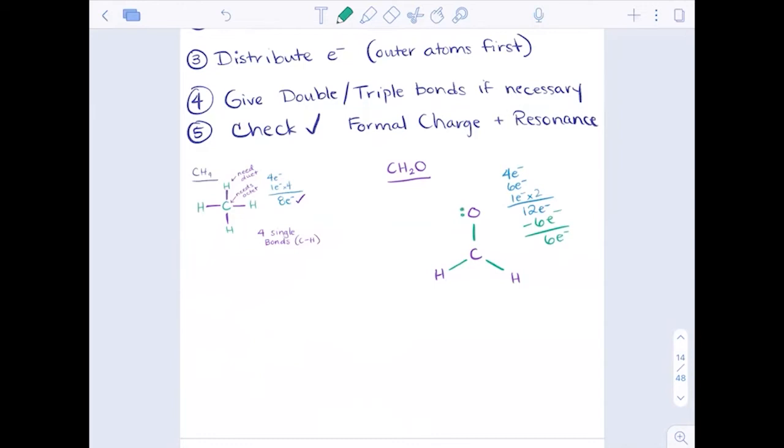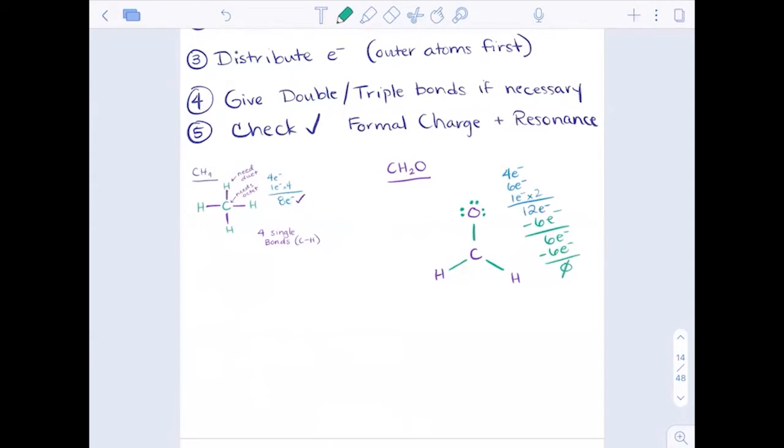2 electrons can be put in as a lone pair to fill the oxygen's octet. 2 more, 2 more. Now let's count up the electrons around that oxygen: 2, 4, 6, 8. Wonderful. We have the 8 electrons around oxygen. So we've distributed all of our electrons. We distributed 6 more, so if we count 2, 4, 6, 8, 10, 12 electrons total in this molecule.